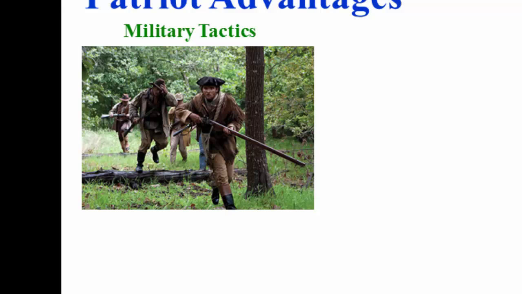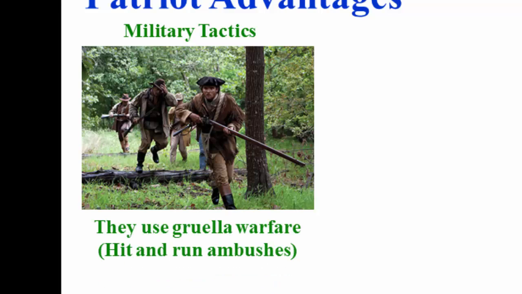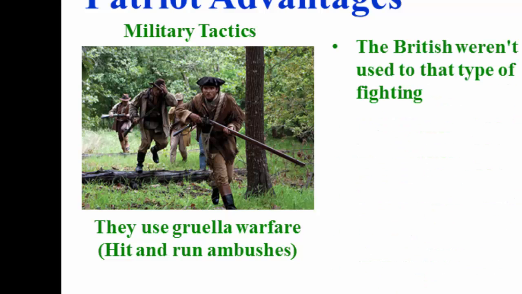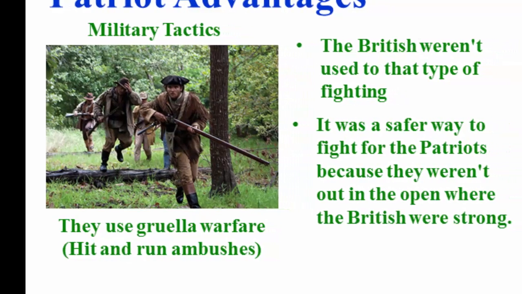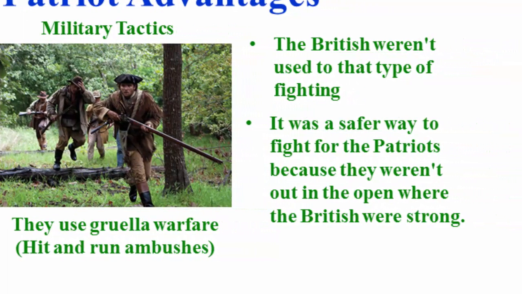That's where the British were strong. The Americans didn't fight like that. They used guerrilla warfare or hit-and-run ambushes. The British weren't used to that type of fighting, and it was a safer way for the Patriots to fight because they weren't out in the open where the British were strong.